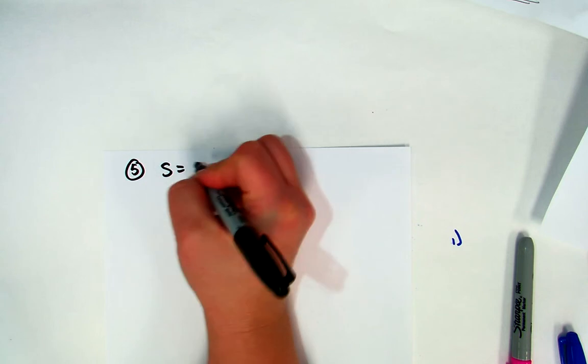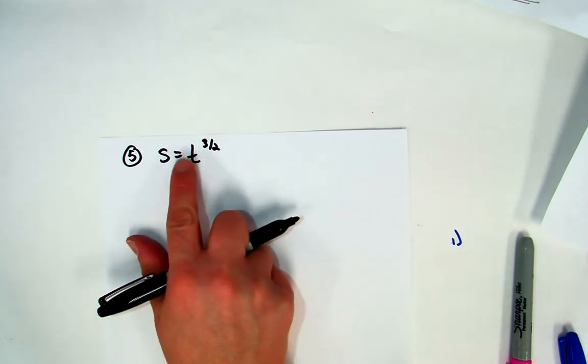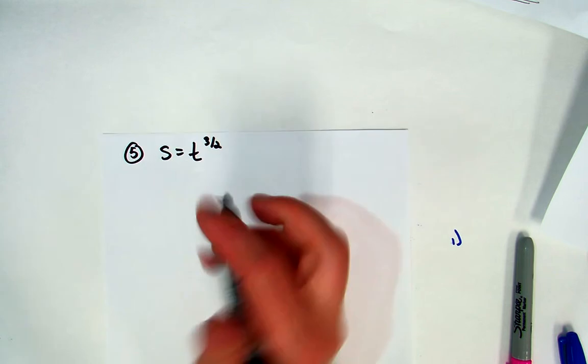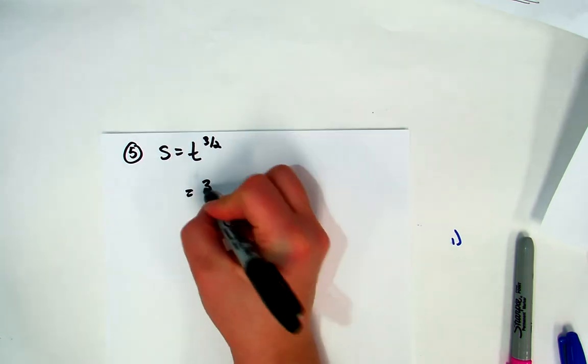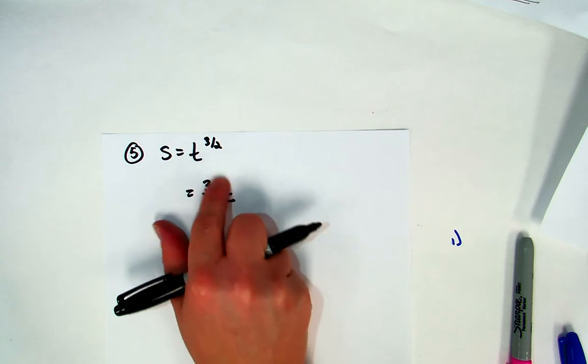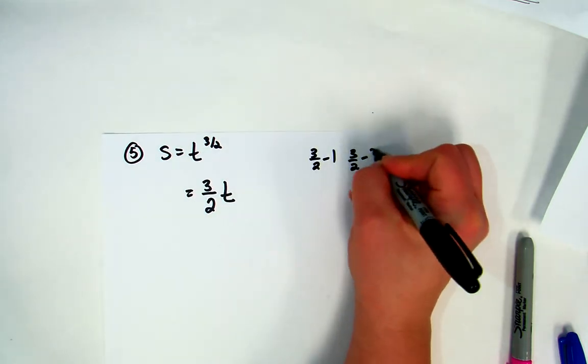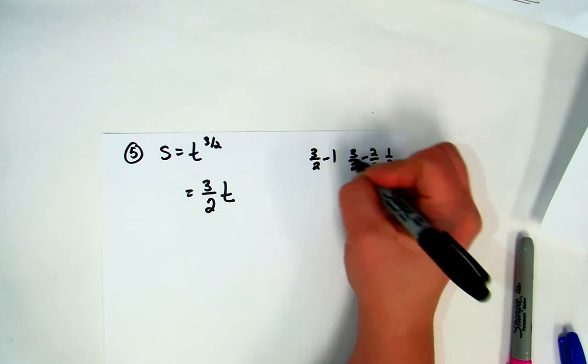5, s equals t to the 3 over 2. So now we work with x and y most often, but you can really use any letters. I'm going to apply my power rule. So 3 over 2 comes down in front, and now I have to drop it by 1. So 3 over 2 minus 1 is 3 over 2 minus 2 over 2, which gives me 1 over 2.